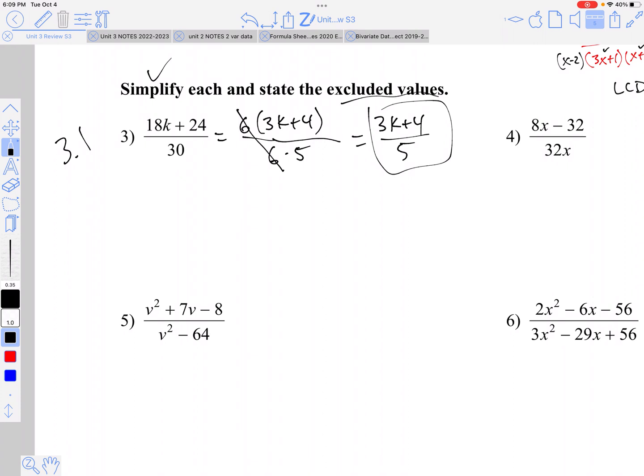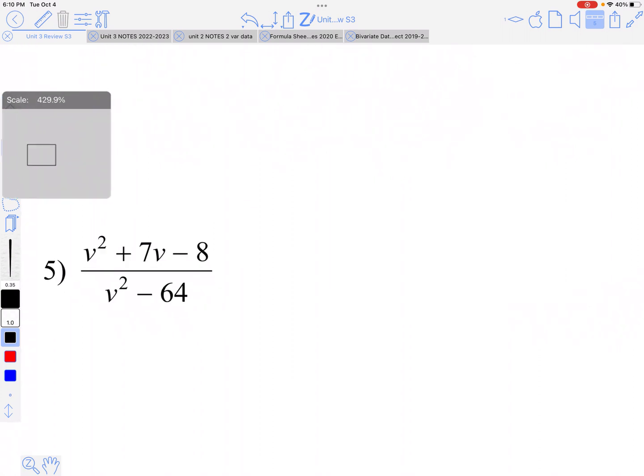Now for excluded values, you're going to look at the original and think, how could this become 0? Because you can't divide by 0. But 30 cannot become 0, so there are no excluded values. Okay, 5.